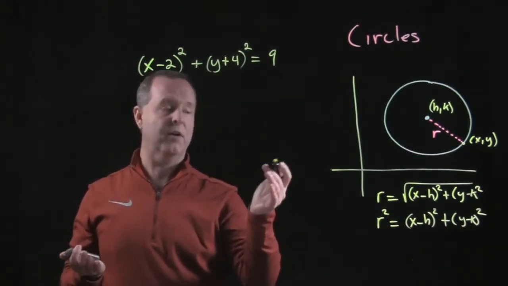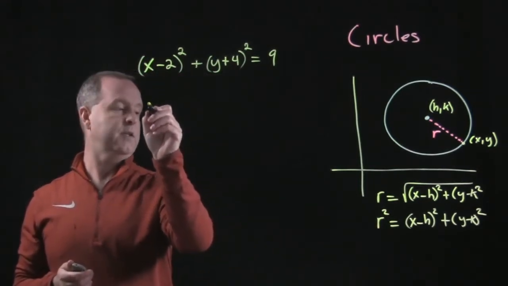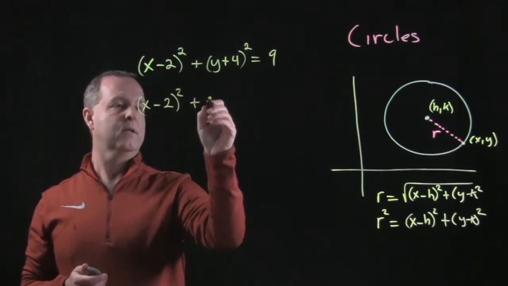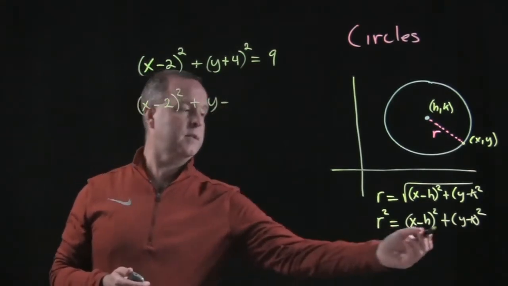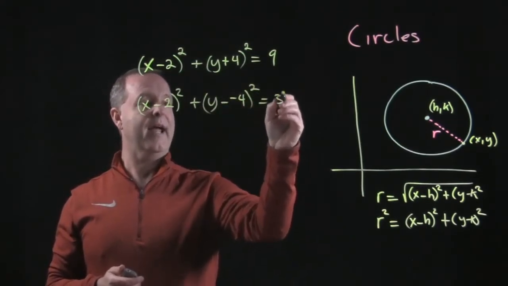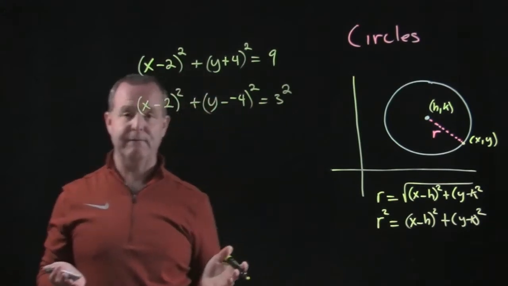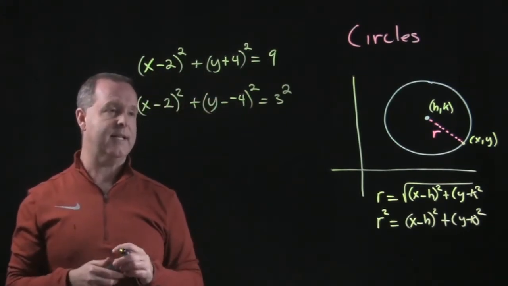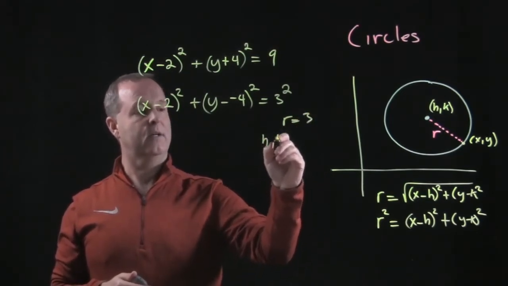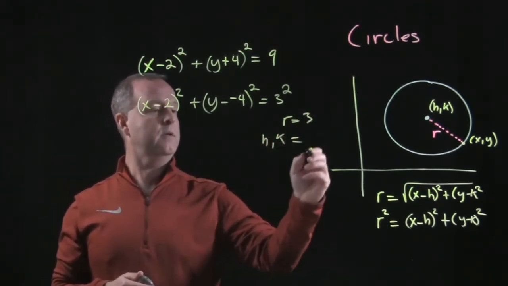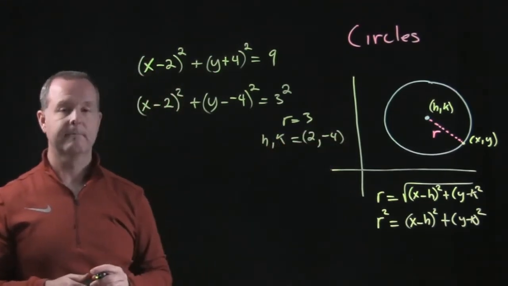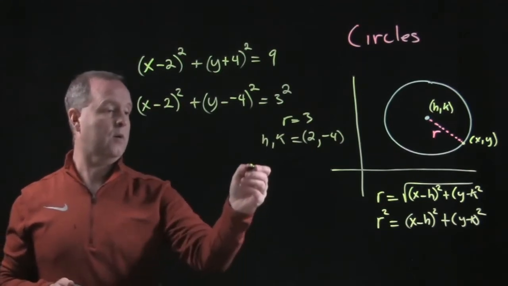Well, let's write that in our standard form. That's (x - 2)² + (y - (-4))² = 3 halves. Now, when it's in that form right there, I'm more able to identify its radius is 3 and its center is (2, -4). That's enough information to draw a graph.